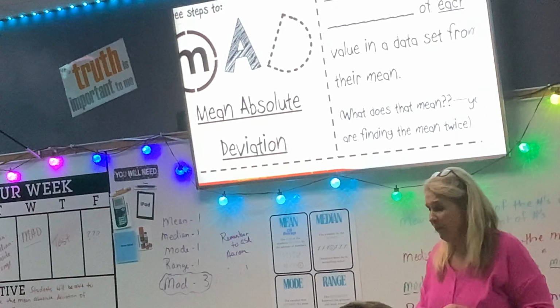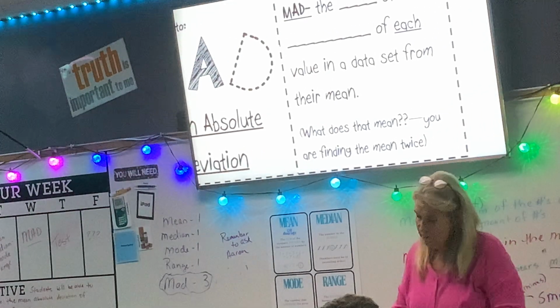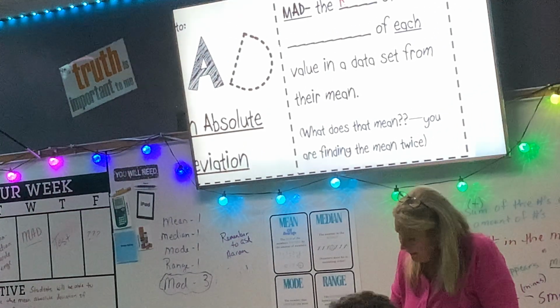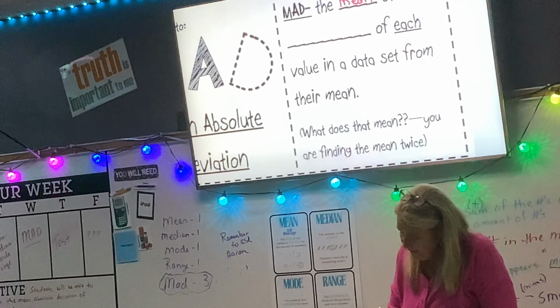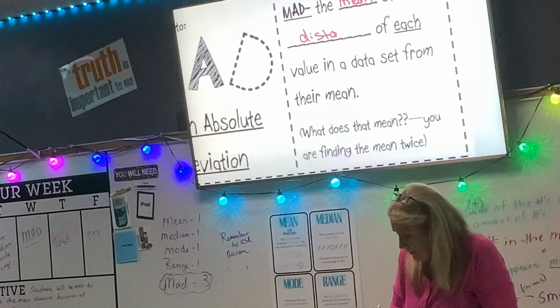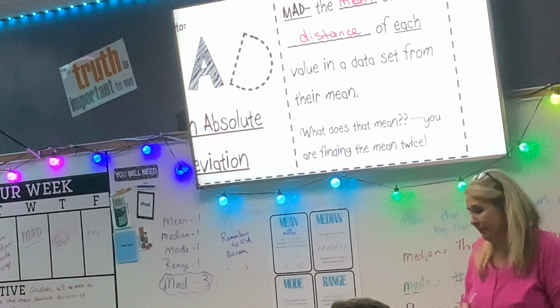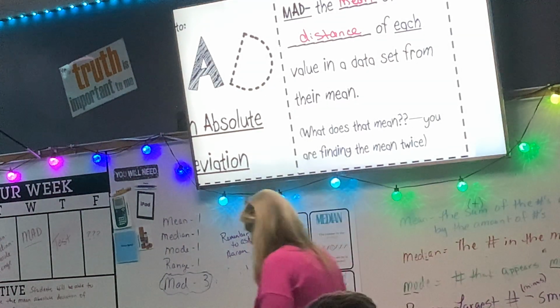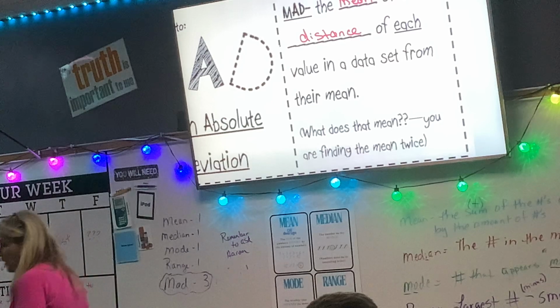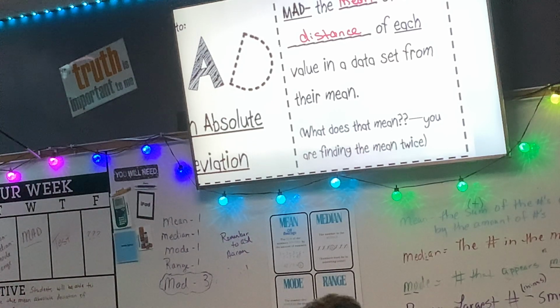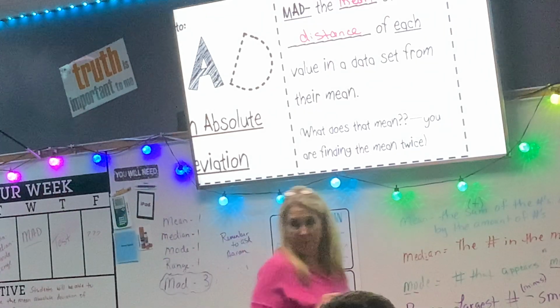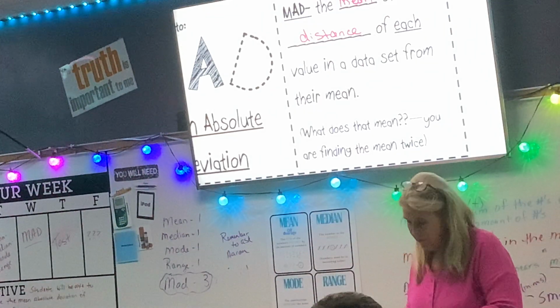Okay, so now we're going to come over here. And MAD is the mean of the distance of each value in the data set from their mean. That just sounds like a lot of confusion, doesn't it? It's not. It's very simple. You've already done step 1. Turn over on the other side.